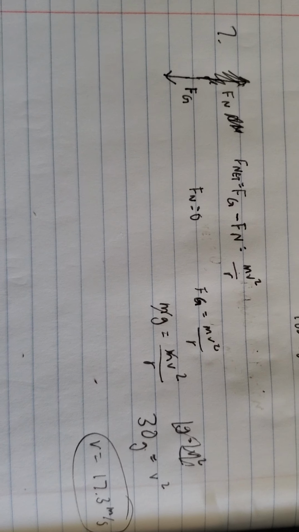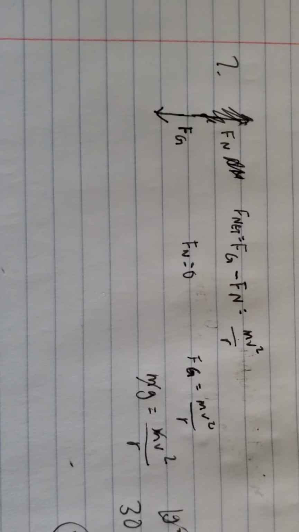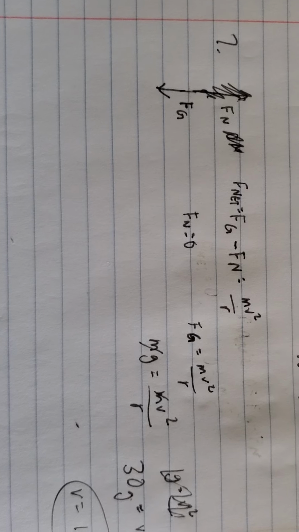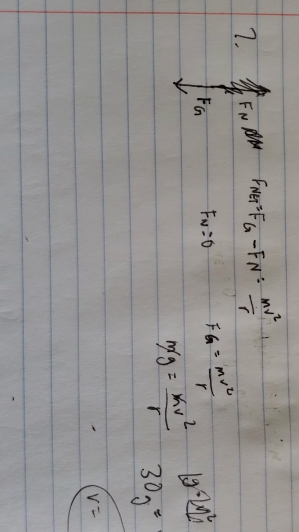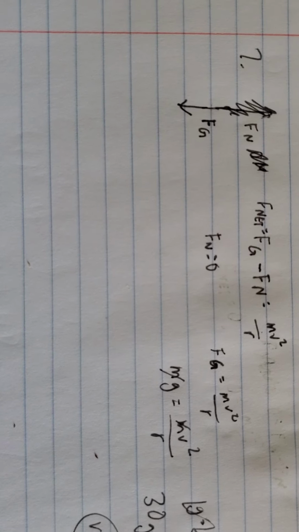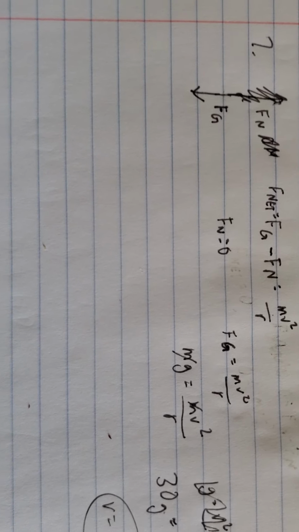Okay, number 7 is asking: a car travels over a hill at a constant speed. If the radius of the hill is 30 meters, at what speed would the centripetal force equal the force of gravity? If the car was to exceed the speed, what would happen to the car?